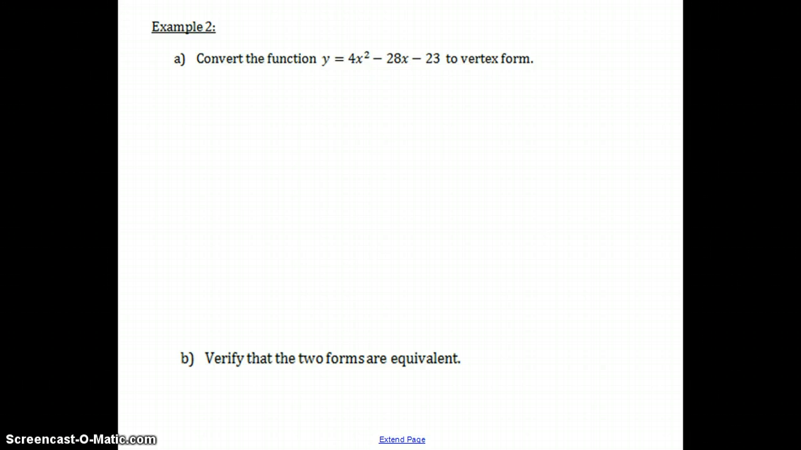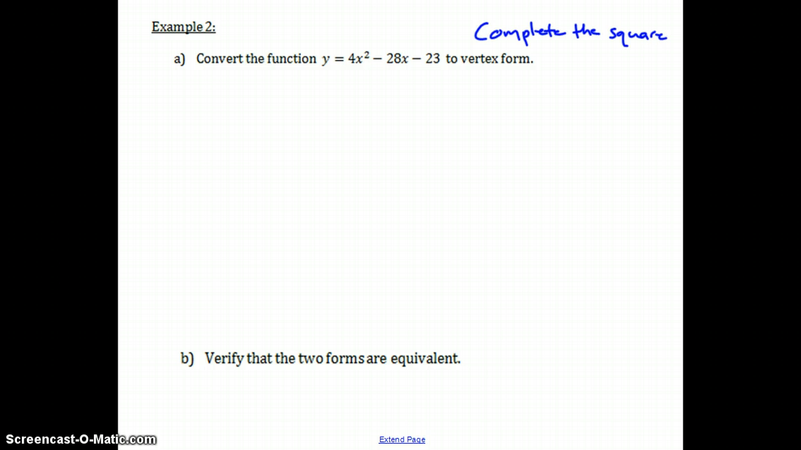Okay, so we've spent some time in class looking at completing the square. Now I want to do it a couple more times for you on here. We want to convert this function, y equals 4x squared minus 28x minus 23, to vertex form. To do that, that's where we complete the square. That's the point of completing the square, to convert to vertex form.